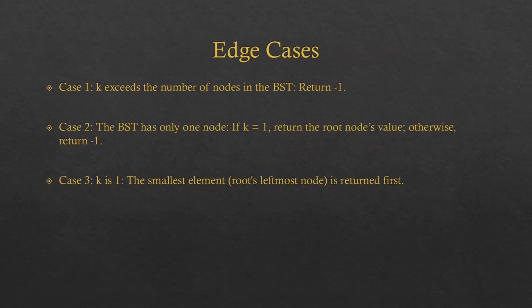Let's consider some edge cases. If k exceeds the number of nodes in the BST, we return -1. If the tree contains only one node and k equals 1, we return the root node's value. If k equals 1, we immediately return the smallest element, which is the leftmost node in the tree.